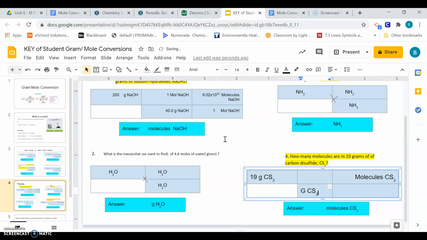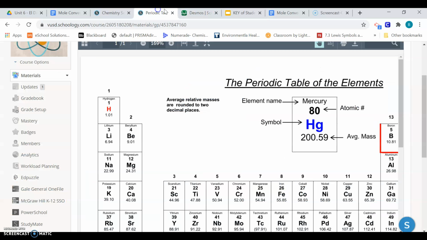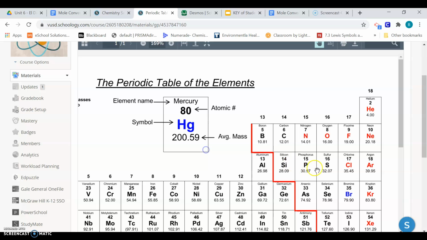This is where our periodic table comes in. So carbon is 12.01, and there's 1 carbon, plus 2 sulfur. And our sulfur, if we go to our periodic table, is 32.07.